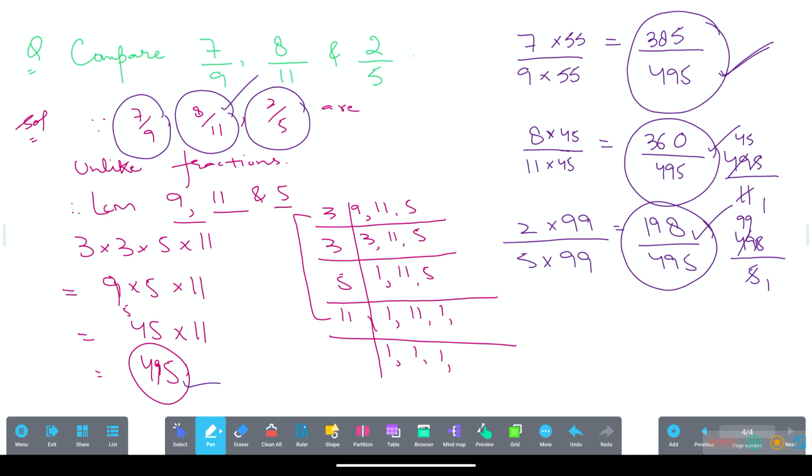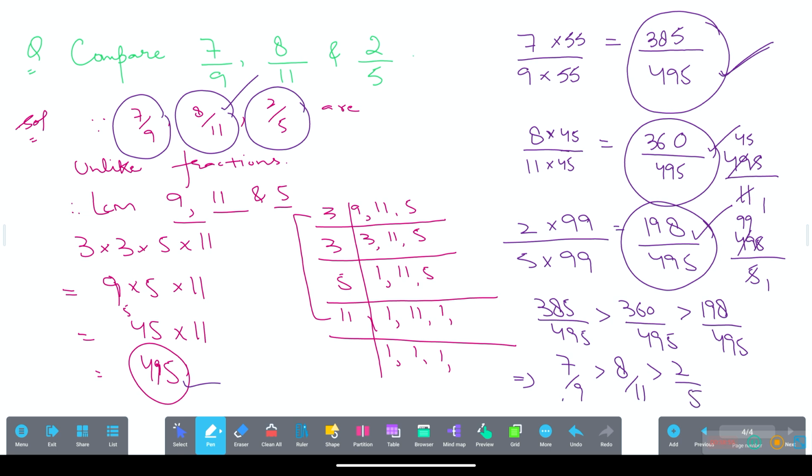385, 360, 198. 385 by 495 is clearly the first greater number, greater than what? Second one, 360 by 495 is greater than 198 by 495. Now actually, what are these fractions? 385 by 495 was actually 7 by 9, greater than 360 by 495, which was actually 8 by 11, greater than 198 by 495, which is actually 2 by 5.